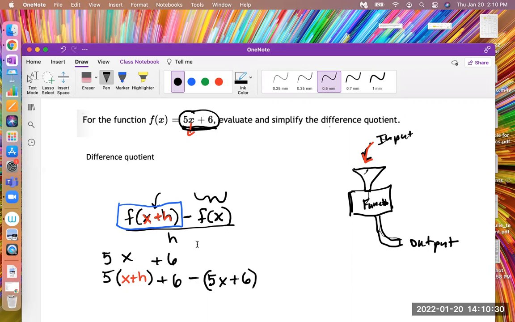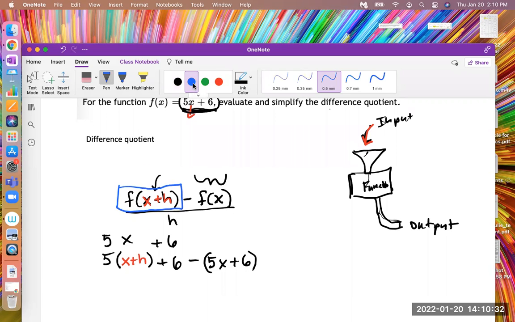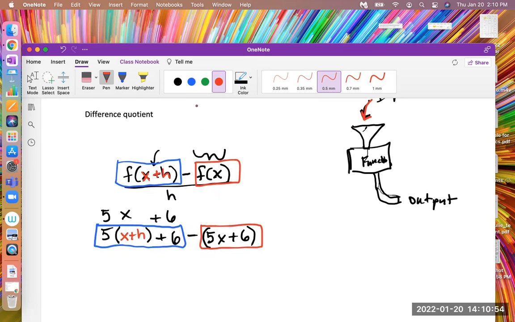All right. So this got plugged in right here for that, and then this stuff got plugged in for that. And this is the subtraction sign that just got carried down. And then the h, I don't have to substitute anything in. The h just stays h. And now I just simplify all of this mess.